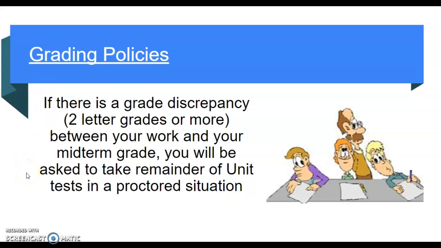This is also important. If there's a grade discrepancy of 2 letter grades or more, so let's say you have an A in the class, but you get a C or D on the midterm, you will be asked to take the remainder of your unit tests in a proctored situation at a time that best suits your teacher. So for example, that will be in Zoom. You will have to take it proctored in Zoom with your teacher at the time that they decide.